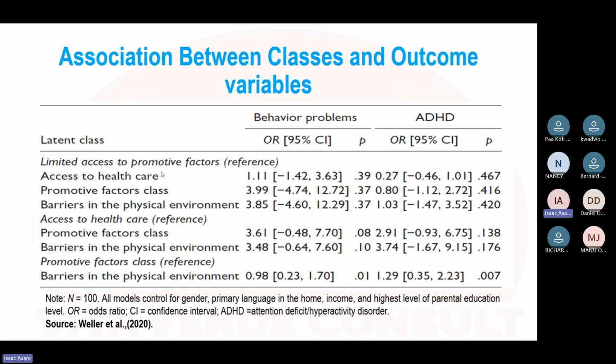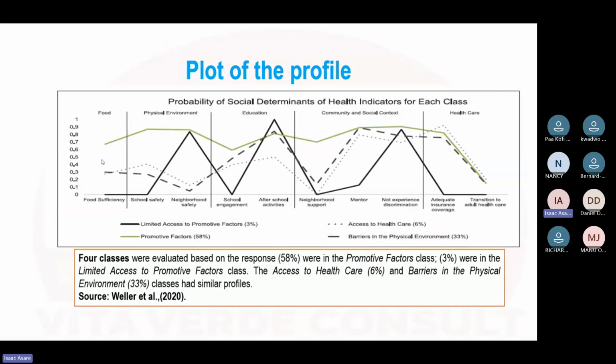Now, after you are done presenting the profile, you should also be able to associate the classes with the outcome variables. Okay, so 4 classes were estimated, right? The first class was, let's say, limited access to promotive factors. That is, let's say, class 1. Then you have promotive factors, class 2, access to healthcare, class 3, barriers in physical environment, let's say class 4, right?